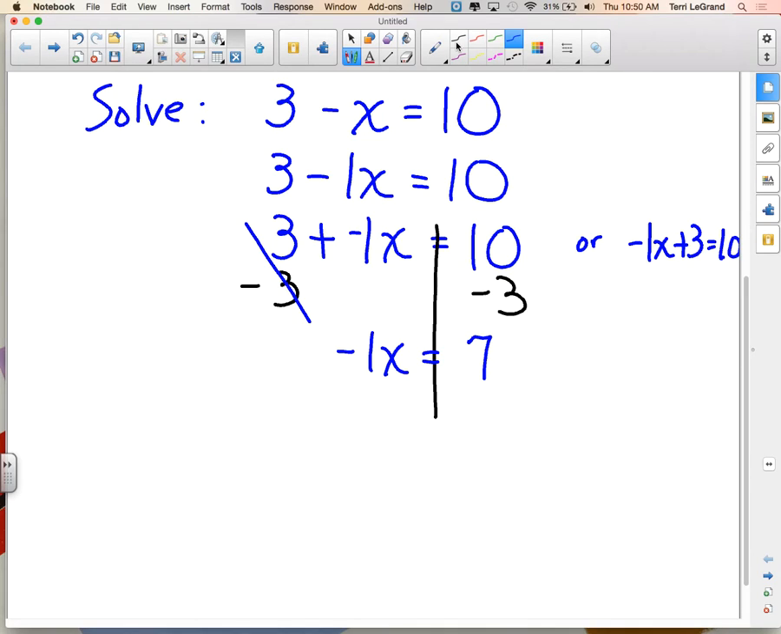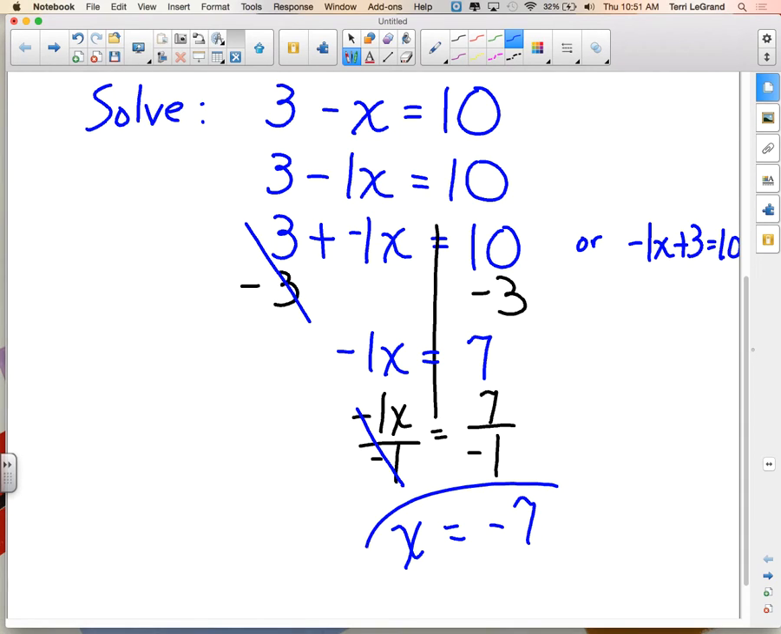What are we going to do next? Divide both sides by negative 1. X is being multiplied by negative 1, so we need to divide by negative 1. These cancel out. X is by itself. Our solution is negative 7. Looky there. Who was right?